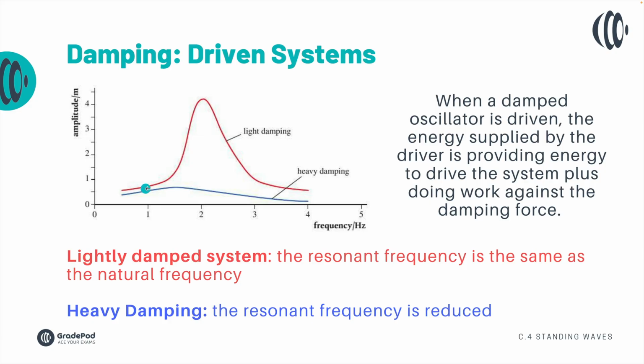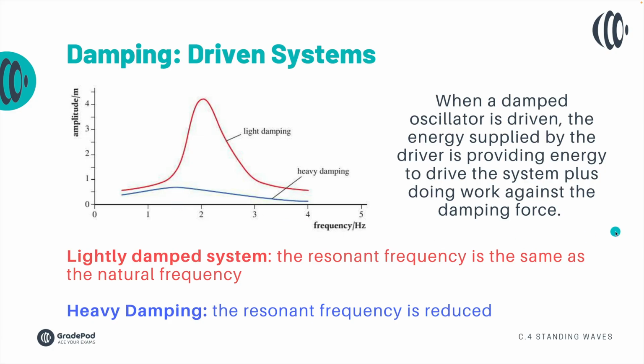Then what that resonance curve would look like is similar to the one we saw earlier, a peak around about the natural frequency. However, if we take the same system and we drive at the natural frequency, but there's heavy damping involved, then the resonant frequency actually reduces. So if there's a system that's been driven with heavy damping, you can expect the resonant frequency of that system to reduce.